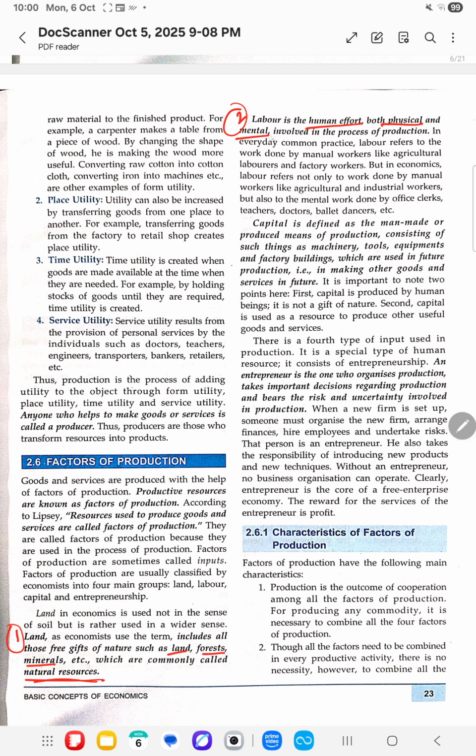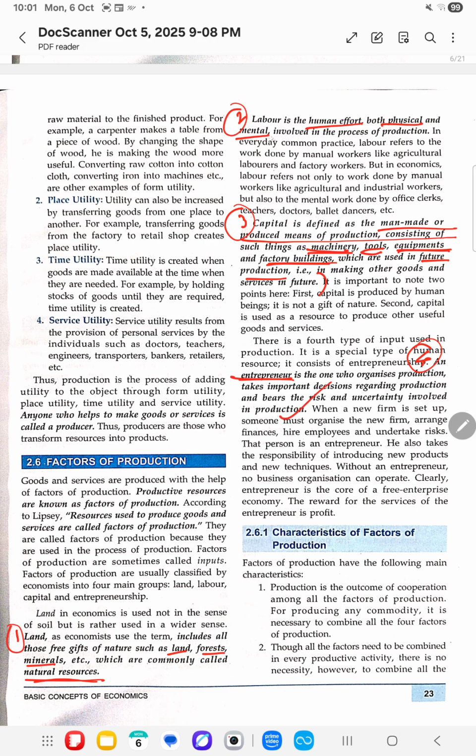So it's not just the laborers who are doing physical work, but it also includes the mental work that any employee is doing. Okay, so that is also included in labor. Third is capital, which is the man-made or produced means of production consisting of goods like machinery, tools, equipments, factory buildings, which will be used in future production in the making of other goods. Okay, and fourth but not last is entrepreneur, who organizes production, takes important decisions regarding production, and bears the risk and uncertainty involved in this production.